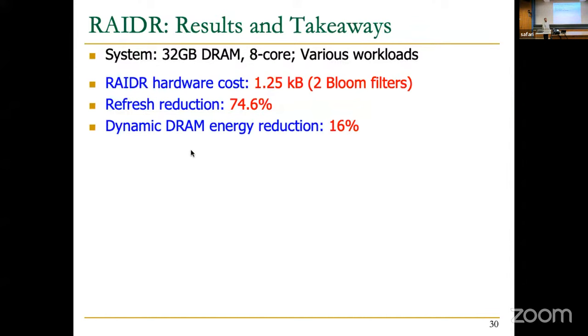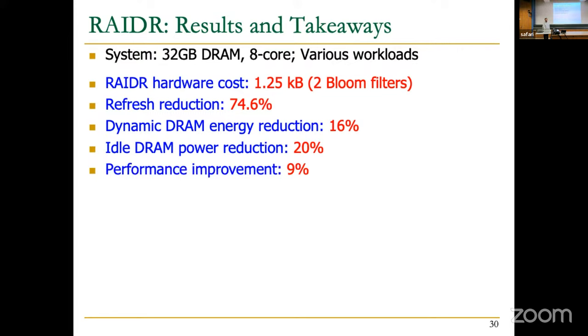It also reduces the dynamic DRAM energy because refresh consumes a significant portion of the energy. And it reduces the idle DRAM power as well, because when DRAM is idle, it performs refresh, right? And the performance improvement is also key here. We open up some bandwidth by skipping some refresh operations, so we can serve some requests faster. Overall, it gives us around a 9% speedup in system performance here.